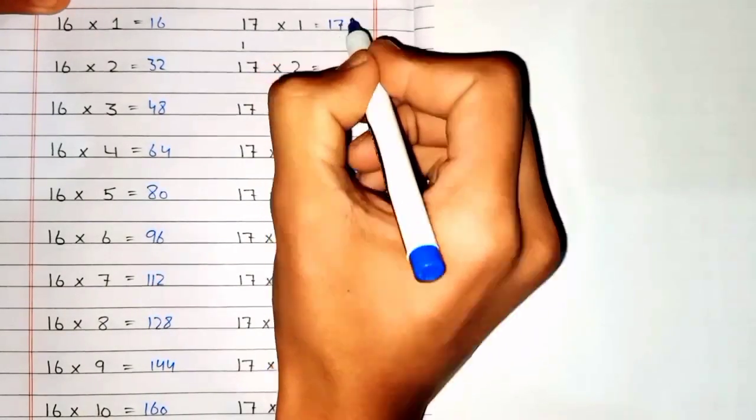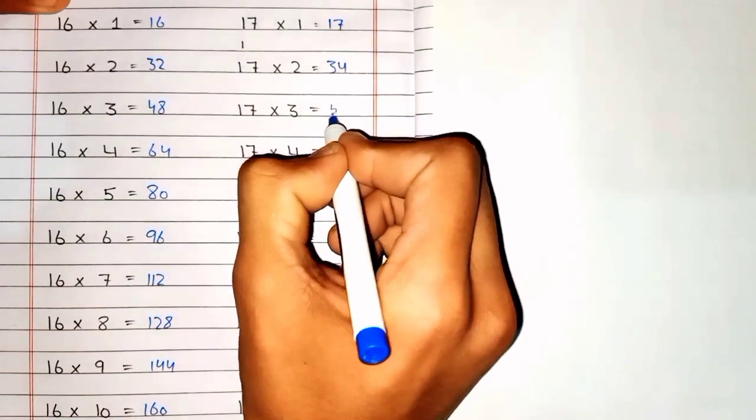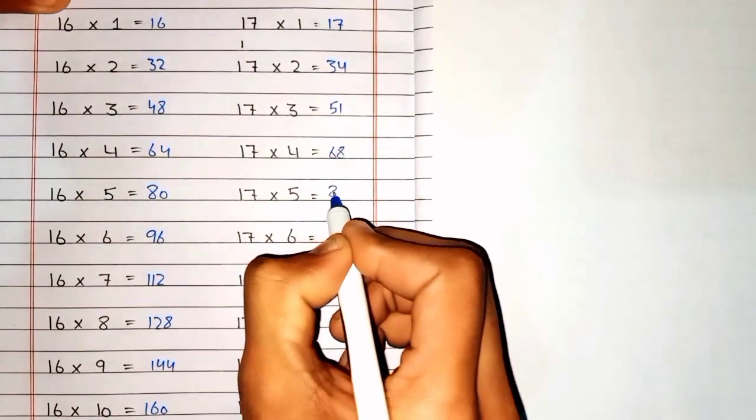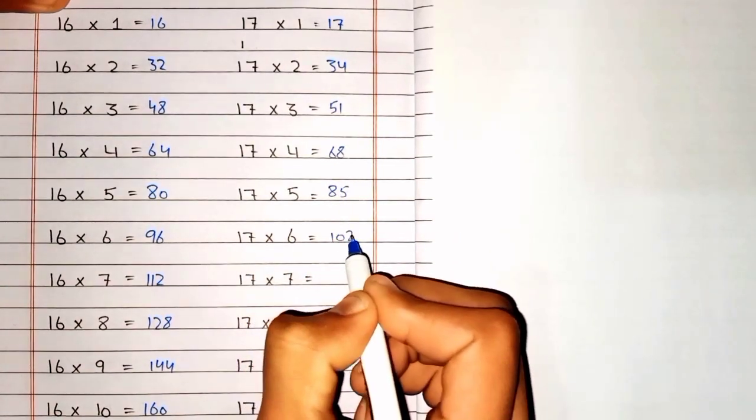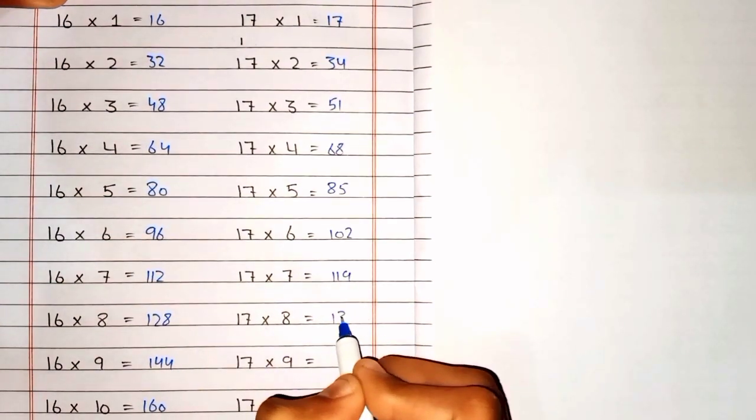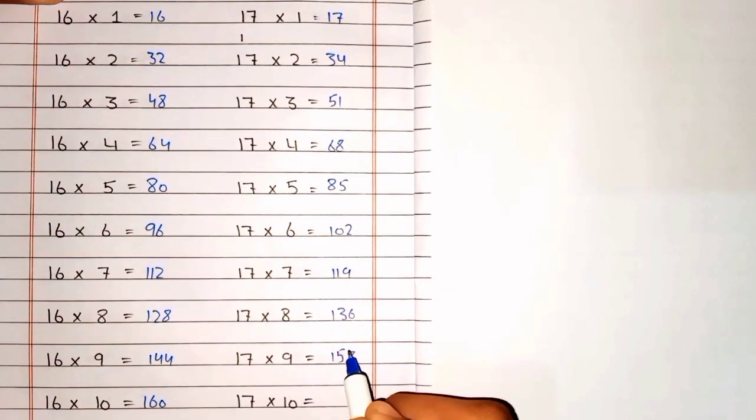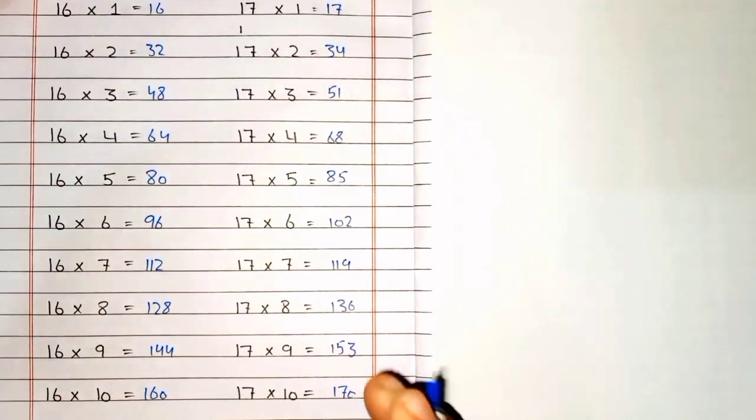17 ones are 17, 17 twos are 34, 17 threes are 51, 17 fours are 68, 17 fives are 85, 17 sixes are 102, 17 sevens are 119, 17 eights are 136, 17 nines are 153, 17 tens are 170.